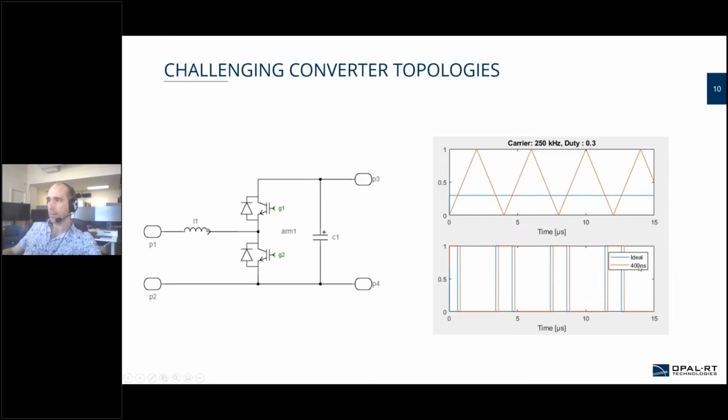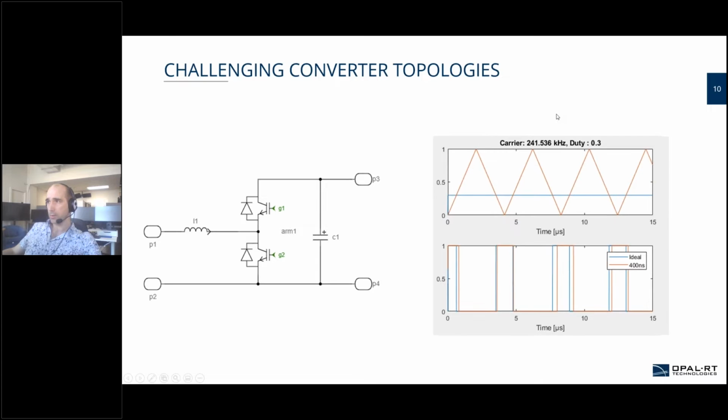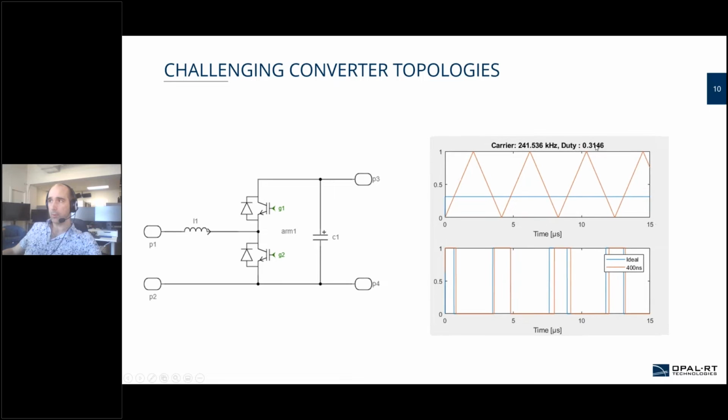But now keep in mind that at 400 nanosecond and at 250 kilohertz, we have a common ratio in between them. So if you just change a little bit the switching frequency, then you can see now that sometimes you're right on it and sometimes you're not right on it, and so on. And this is when you change the carrier frequency. If you vary the duty, you can also have something very similar that happens. So those are things to consider.